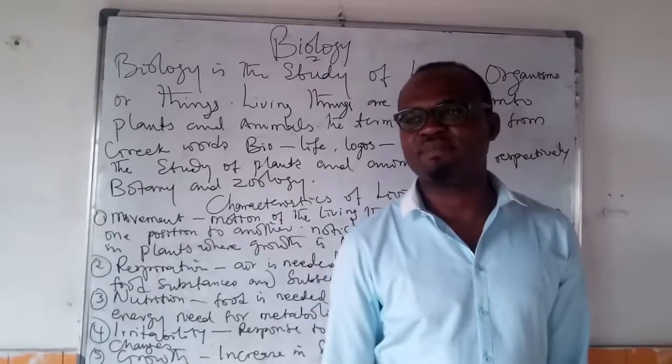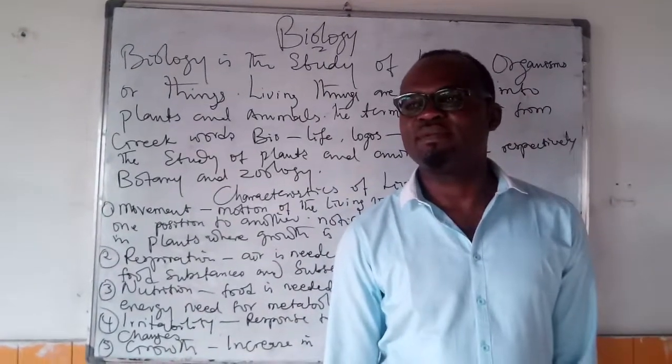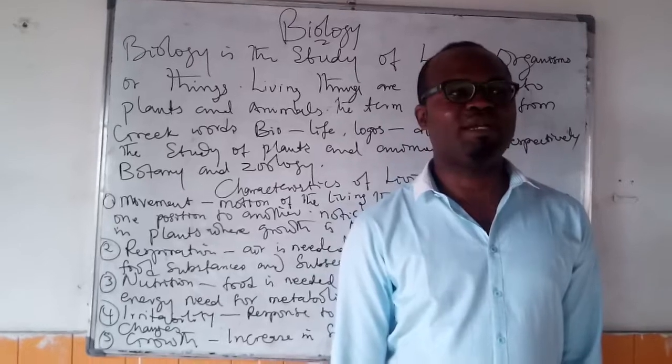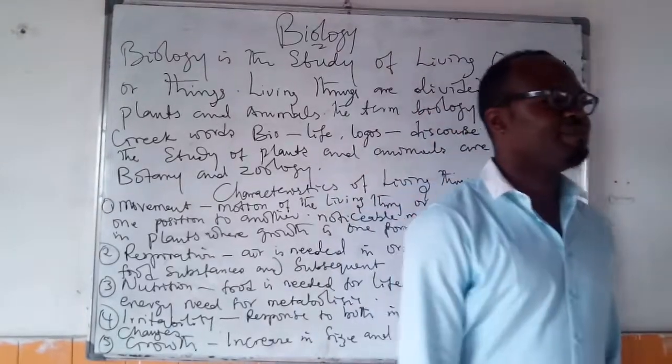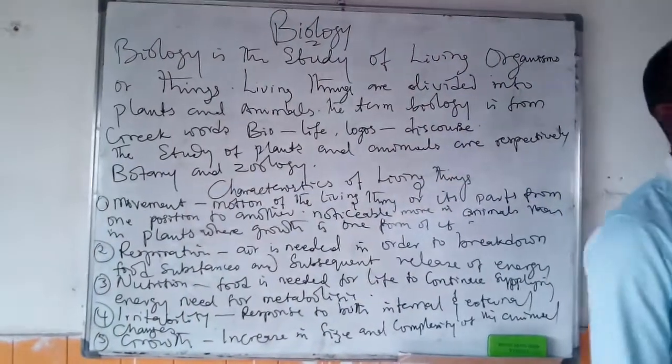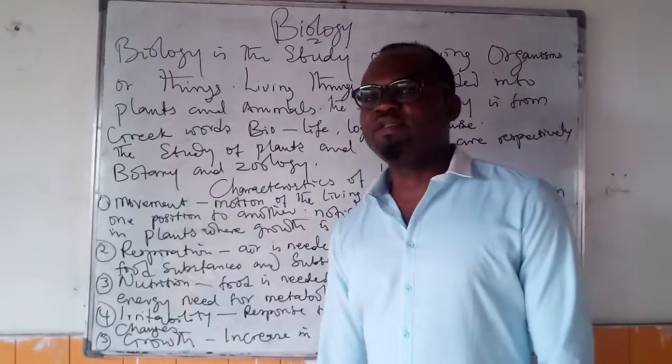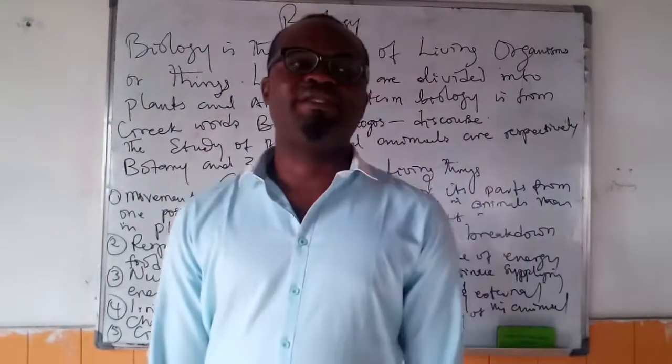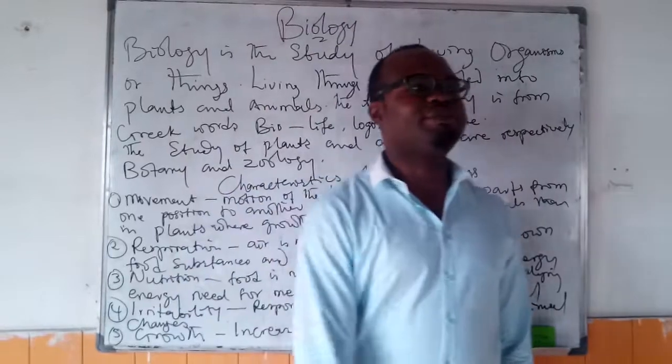Living things are those things that have life. Things that have life, like plants and animals. Yes. Living things are plants and animals. And there are two broad categories of living things, plants and animals.